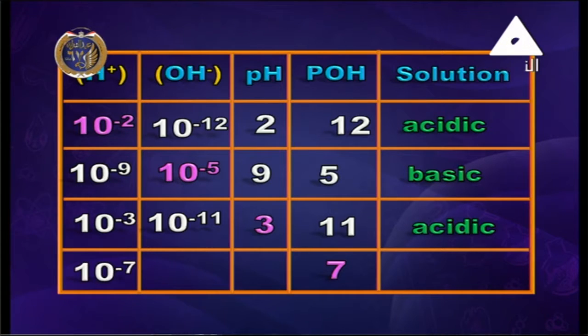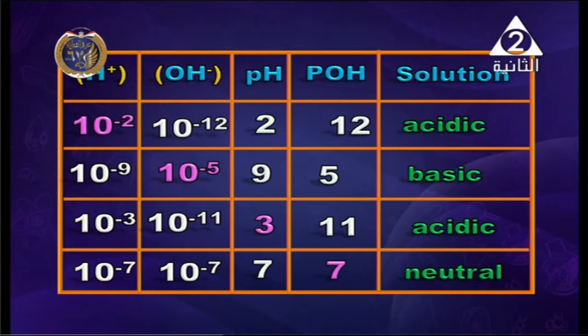Here, my dear student, as the pOH equals 7, so concentration of hydrogen ion equals 10 to power negative 7, and the concentration of hydroxide ion equals 10 to power negative 7, and pH equals 7, and solution is neutral.